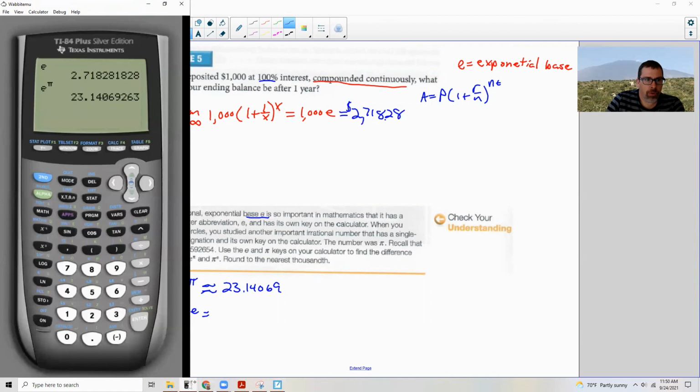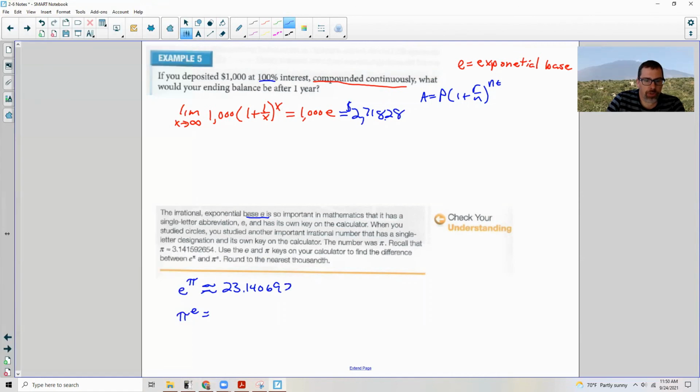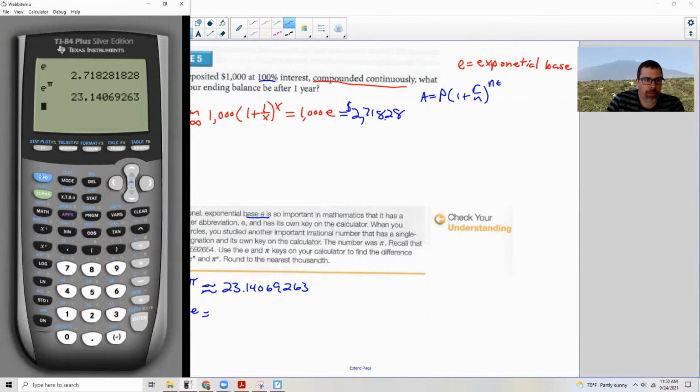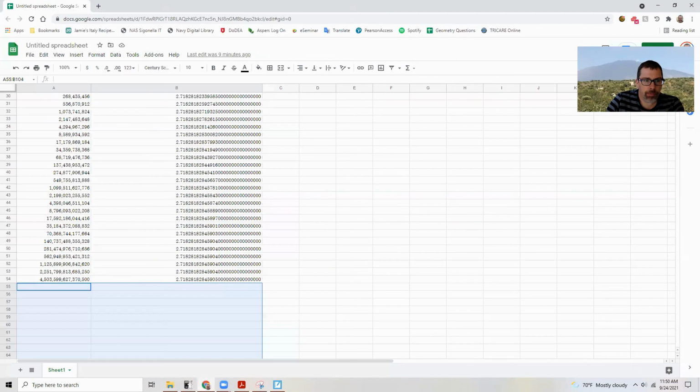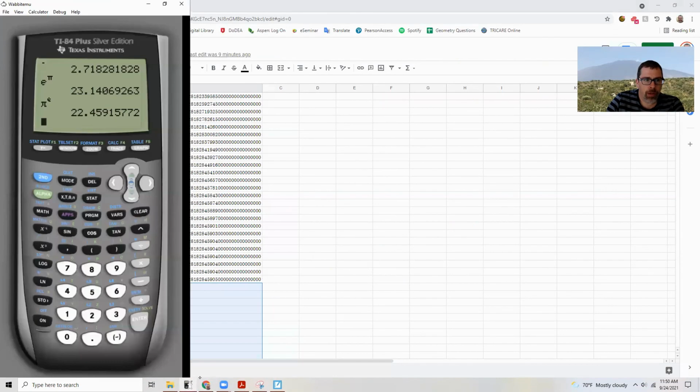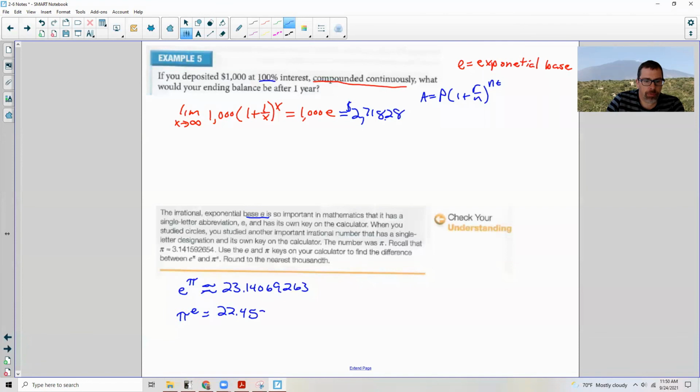Okay, is there more? 069263. I'll just show what the calculator did. Okay, and then I'm going to do pi to the e. So it's going to be second pi to the power of second e, enter, and we got 22.45915772. Okay, and the number was okay.